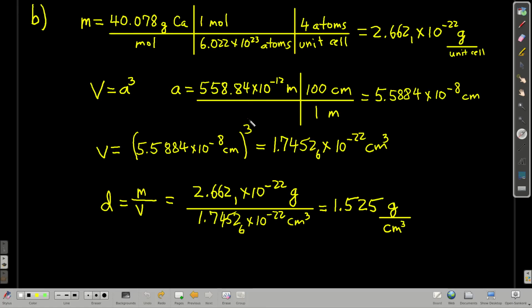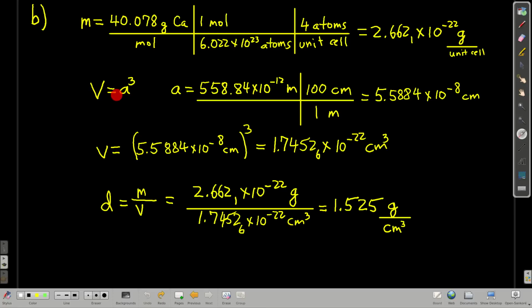Now, the density has two parts, mass and volume. For the mass of a unit cell, we take how much calcium weighs, its molar mass, and divide by Avogadro's number to get the mass of one atom. You've got to be careful to take this into account: in a face-centered cubic, there are 4 atoms per unit cell. So the molar mass of calcium divided by Avogadro's number times 4 atoms per cell gives us how many grams are in a unit cell of calcium. So this many grams right here.